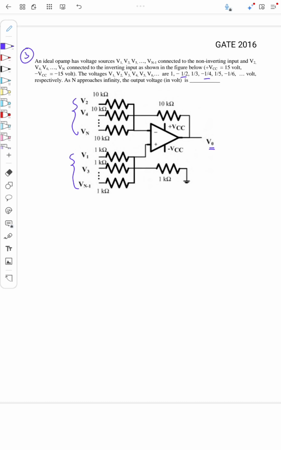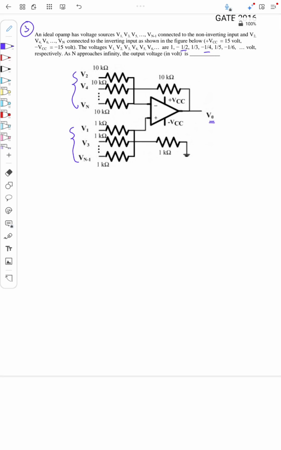Okay, to solve this, we will consider the inverting and non-inverting nodes, and we will call the voltages at these nodes VA and VB. We will call them node A and node B, and we will apply KCL at each node. So, KCL at node B.